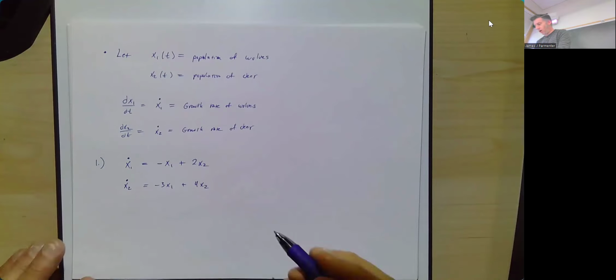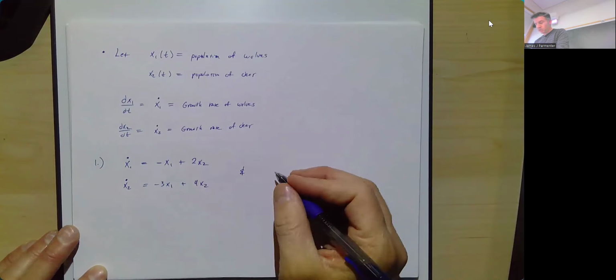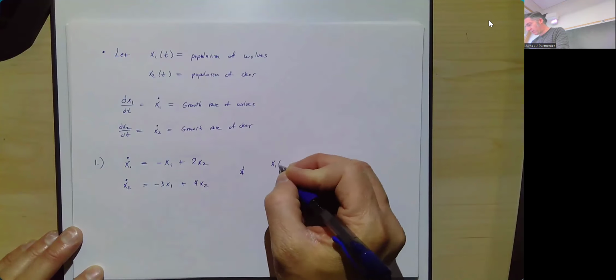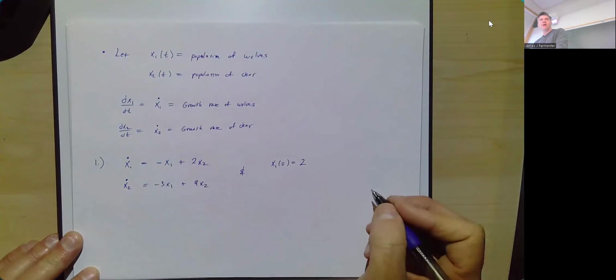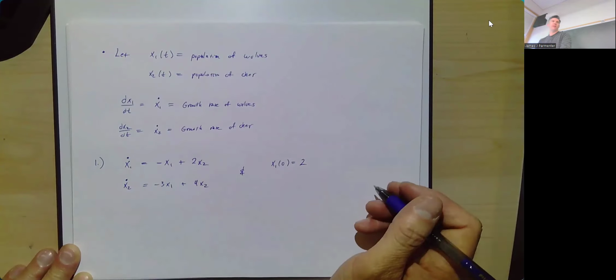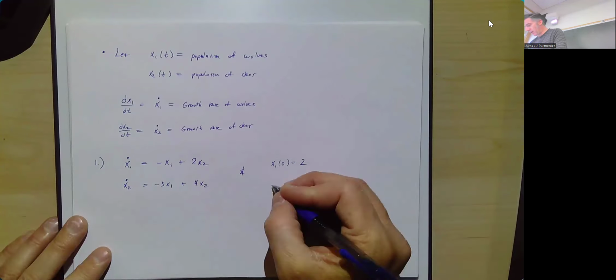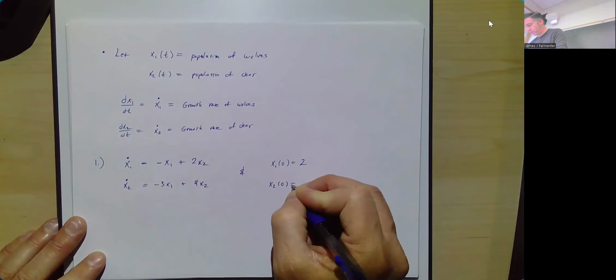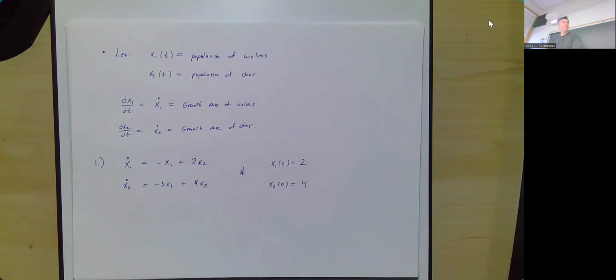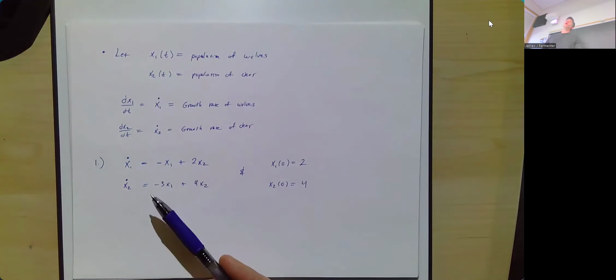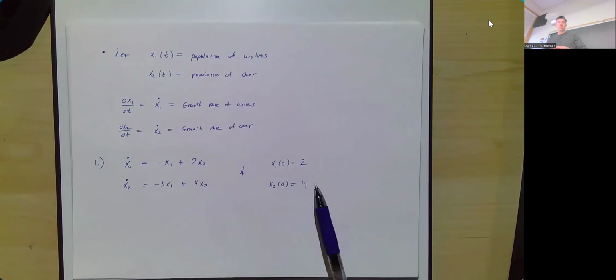Okay. So also, we're going to say that our initial conditions are that x1 of 0 is equal to 2. And that can be 2 wolves or 2,000 wolves, whatever we want to pretend like that is. And x2 of 0 is equal to 4. I'm making these up. But often you are given all this information. So you're certainly going to be given a system of 2 linear differential equations and 2 unknowns. And not always, but often you're also given initial conditions.